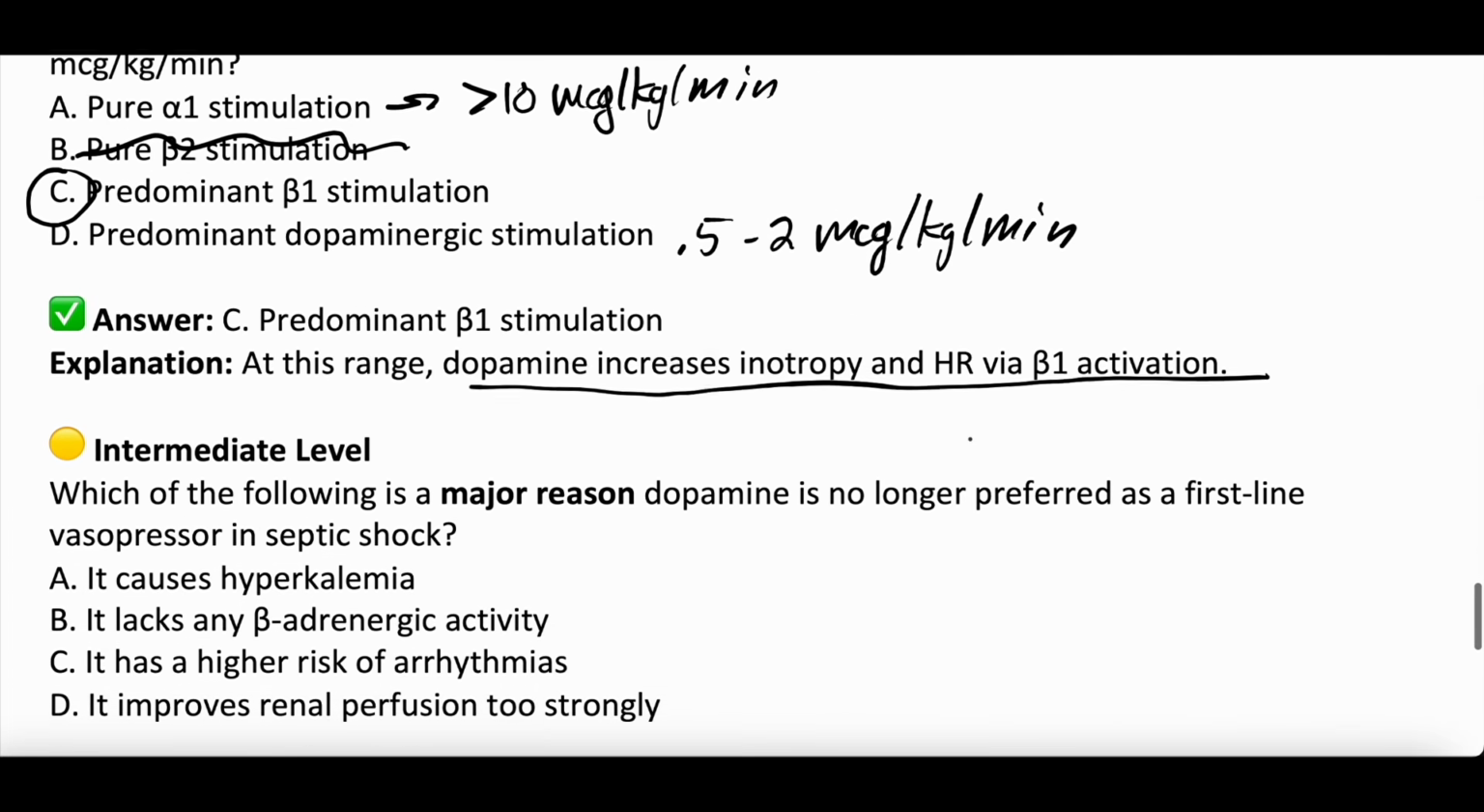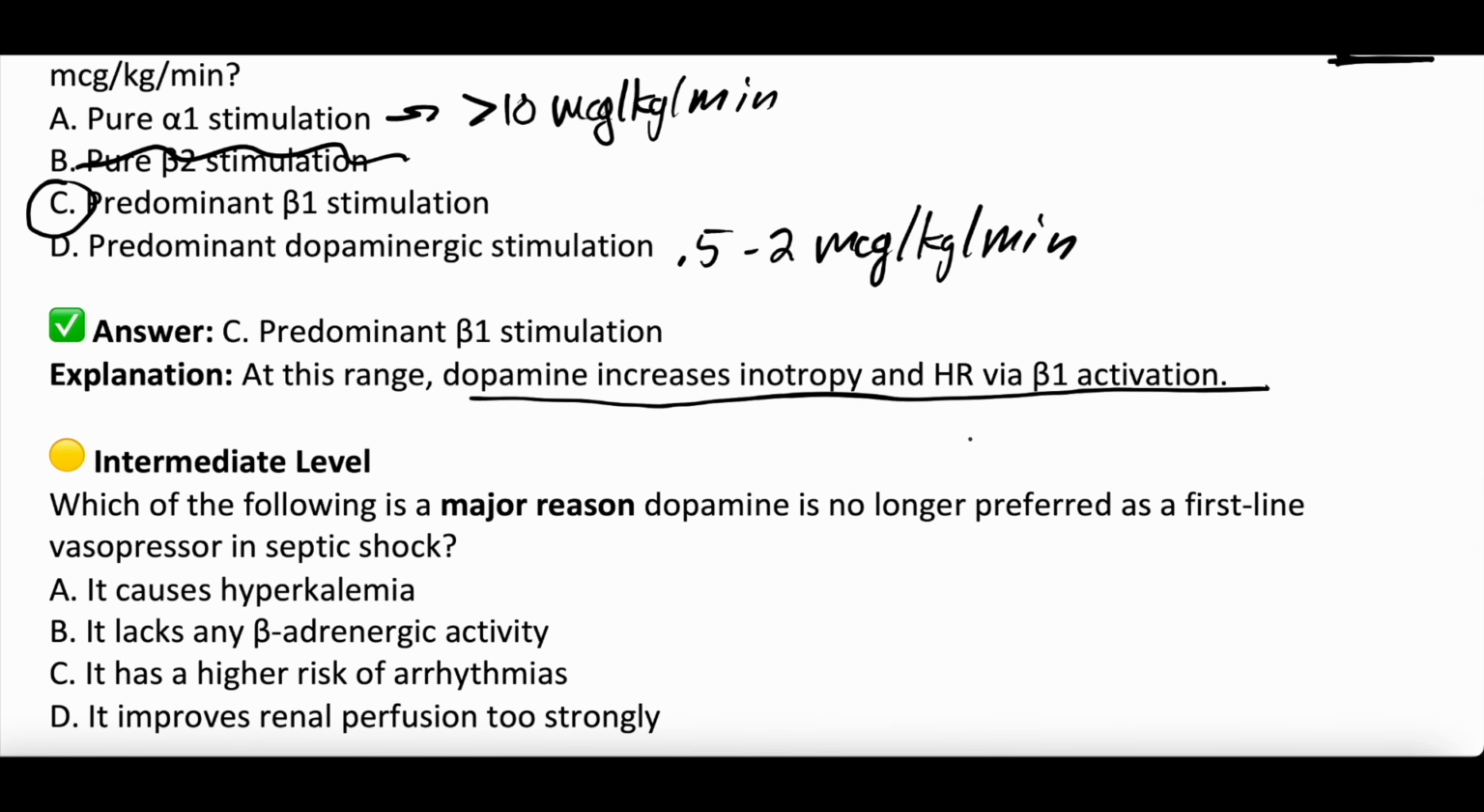Which of the following is a major reason dopamine is no longer preferred as first-line vasopressor in septic shock? A, it causes hyperkalemia. B, it lacks any beta-adrenergic activity. C, it has a higher risk of arrhythmias. And D, it improves renal perfusion too strongly. All right, pause here if you need more time.